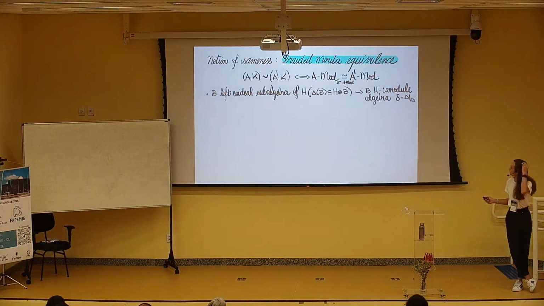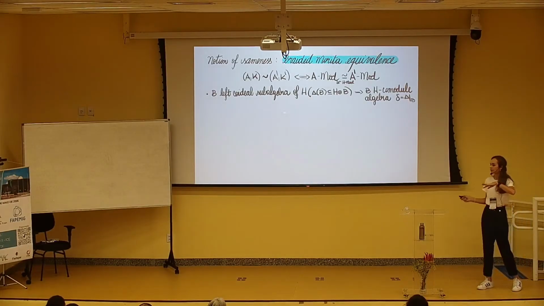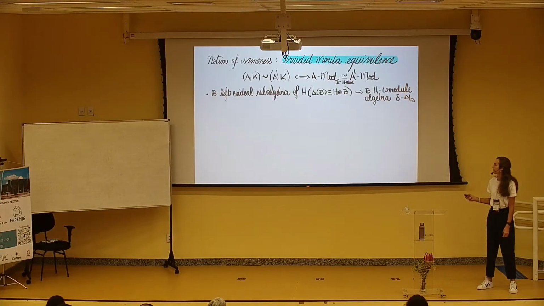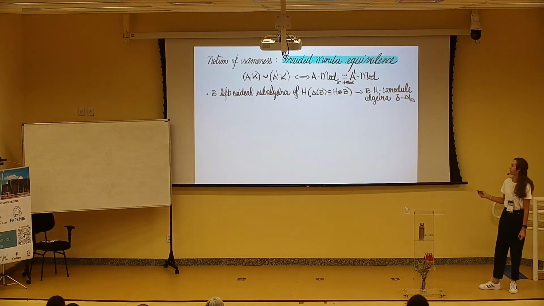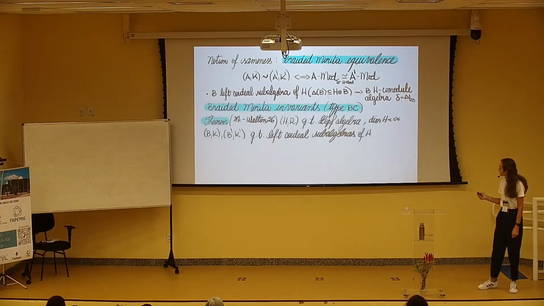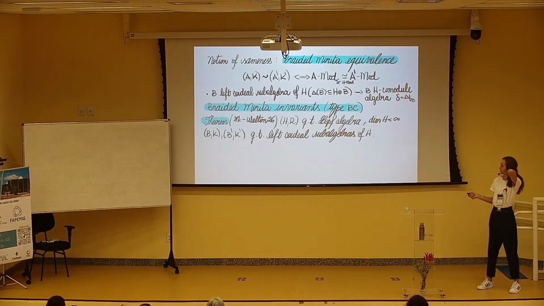So I want to say that every time you have a left coideal subalgebra of A, so this is a subalgebra of your algebra A, and is also a coideal, the comultiplication on B is on H tensor B, in a compatible way. You have an example of an H-comodule algebra. So the coaction is just the delta restricted to B. And so this is our result for type BC, so braid-Morita invariance for type BC.